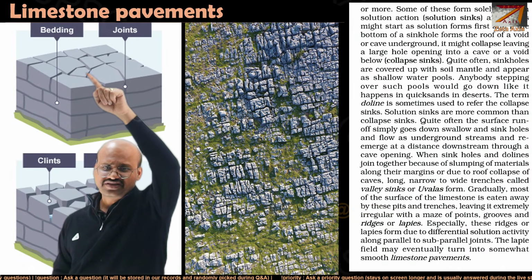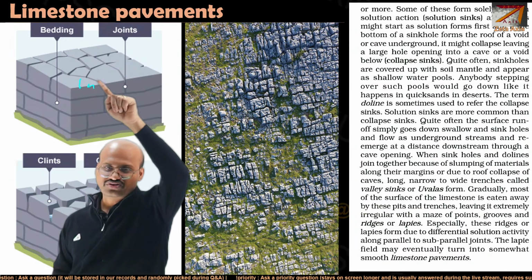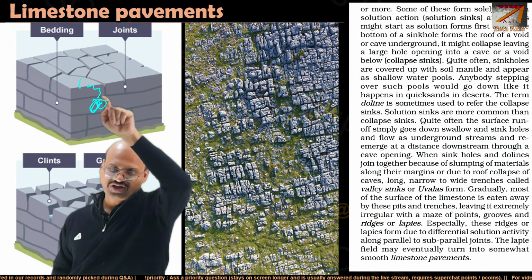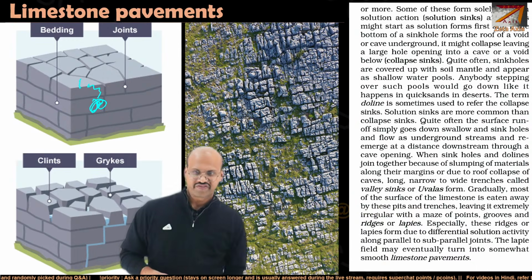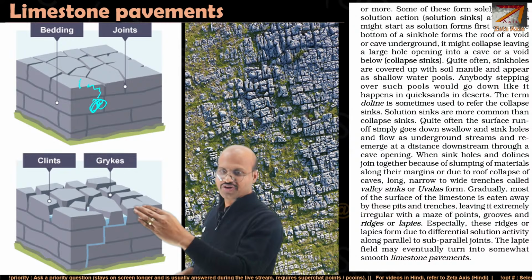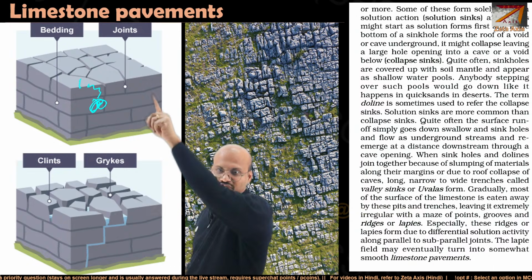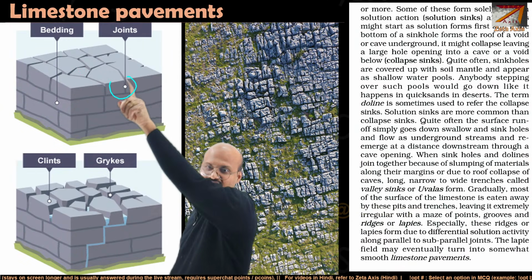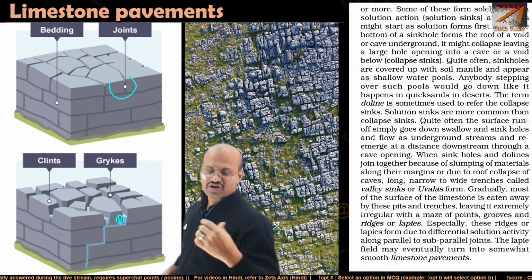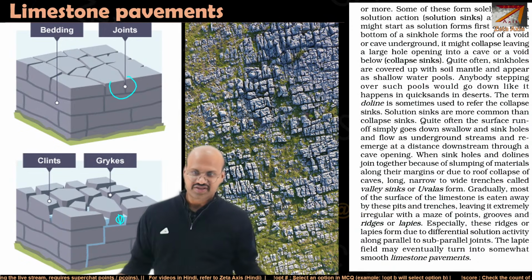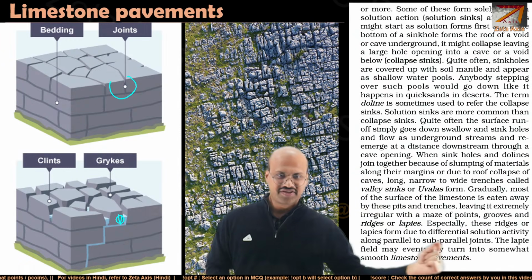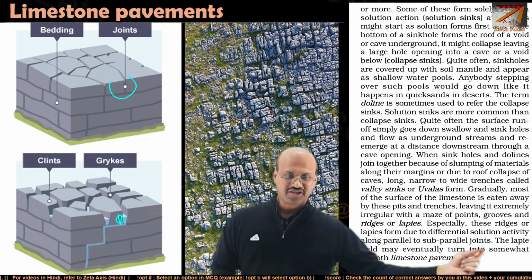Now water will seep into this rock through these joints, and the limestone closer to these joints will be dissolved first. So you can see this type of structure will be formed. Here you can clearly see that this joint is there and this joint is there. The water seeps through the joint and dissolves the limestone in the adjoining region. So that is why it is saying differential solution activity along parallel to subparallel joints.